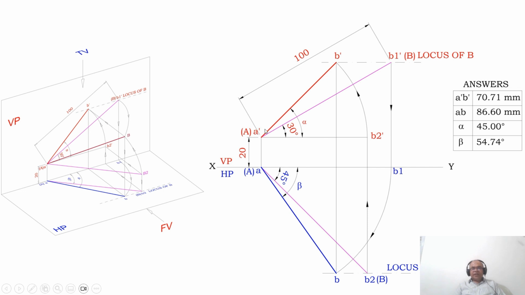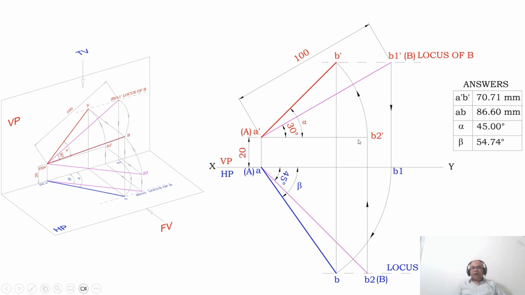What is the top view of A dash B1 dash? The top view is AB1. Now the line is parallel to XY, therefore this is in true length. Similarly, the true length in HP and the true length in the front view are the same. So this line will be 100 mm inclined at 45 degrees to VP. What is the front view of this line AB2? The front view of AB2 will be A dash B2 dash. The front view line is parallel to XY, so you can see that A dash B2 dash is parallel to XY. Therefore, you are getting the true length in HP, or the true length in the top view.